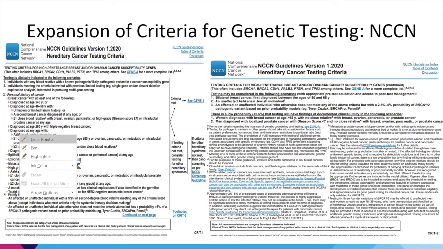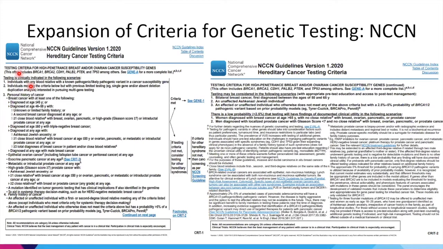And my pointer wasn't working before, so hopefully you can see this, but we actually see that they've changed their criteria. It's no longer hereditary breast and ovarian cancer criteria, but high penetrance breast and ovarian cancer susceptibility genes criteria, to account for the multiple different genes that we're able to test for at the same time. And it has gotten much longer because the criteria has expanded. The one limitation to this is unfortunately not all insurance companies have followed NCCN. And so just because they meet NCCN criteria, not every insurance company has followed this expansion.